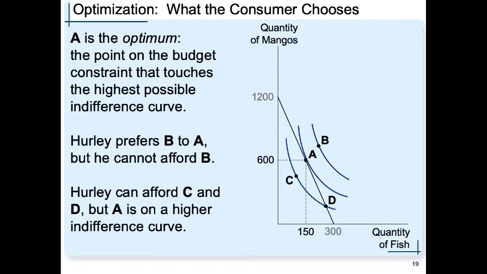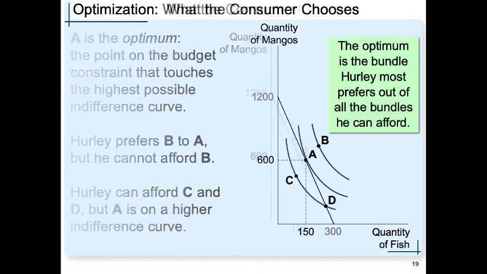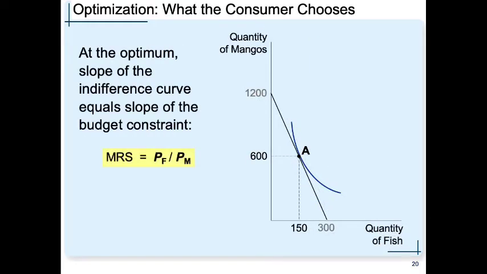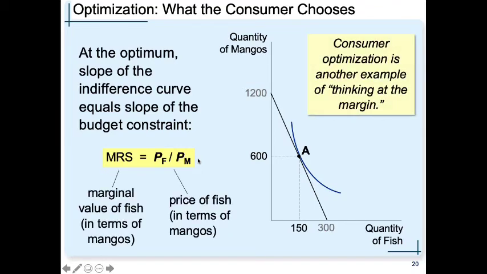Now, what happens when income changes, and what happens when the price of one of these goods, mangoes or fish, changes? What happens when income increases? Before we go to that, this is what we have talked about earlier. The slope of the indifference curve is called the marginal rate of substitution, and the slope of your budget constraint is called the relative price. For one additional fish, how many mangoes are you willing to give up? So, marginal value of fish and this relative price of fish, the price of fish in terms of mangoes. For an additional fish, how many mangoes are you willing to give up?